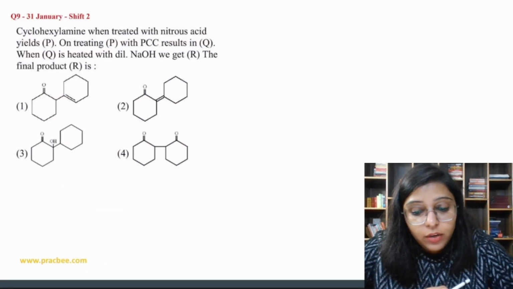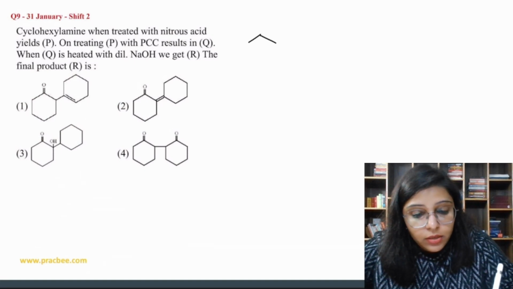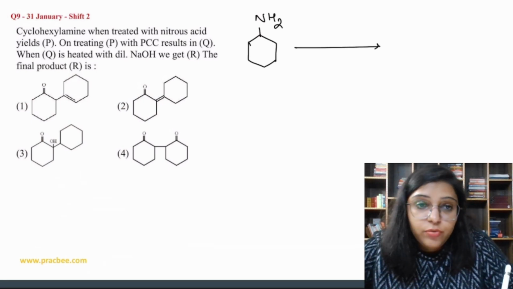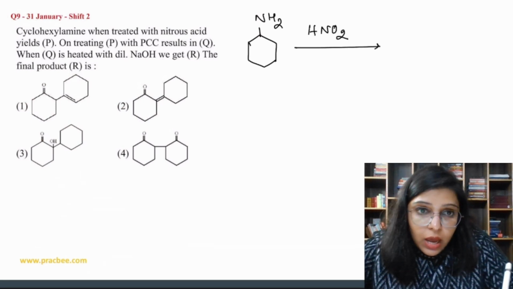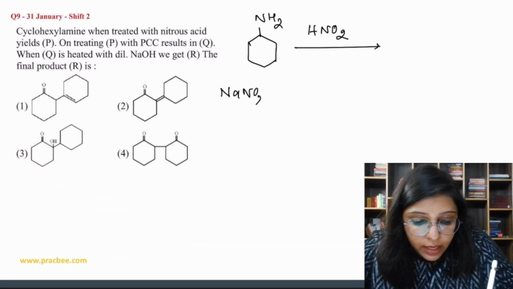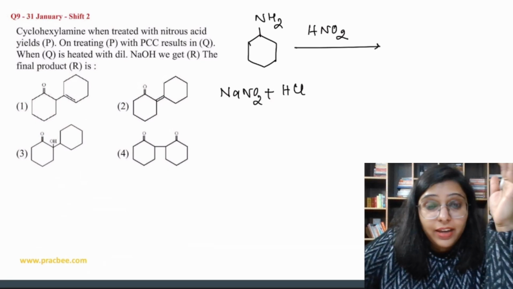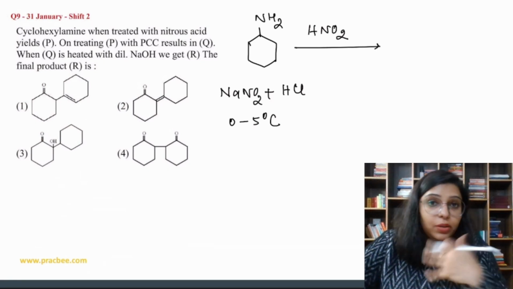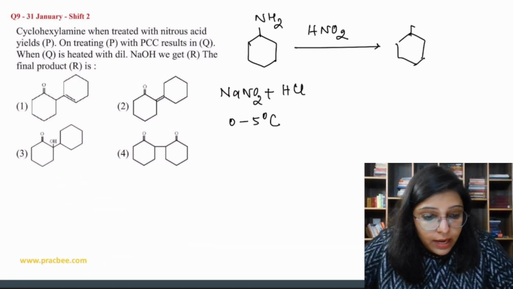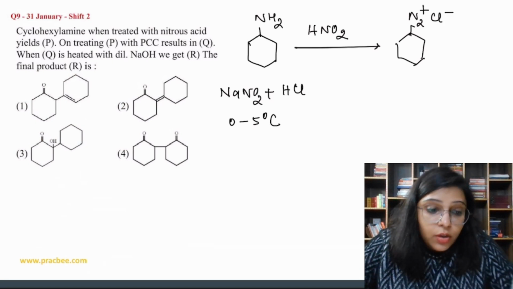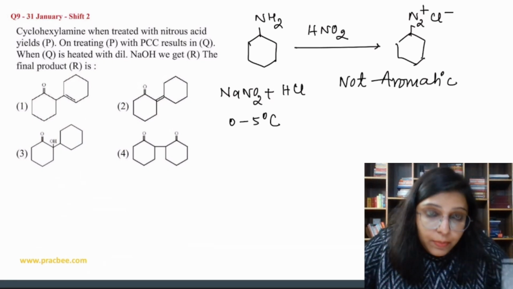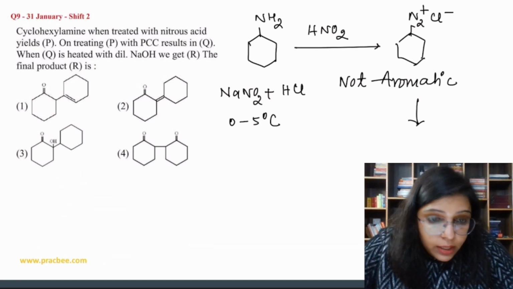Okay. Now let's do next question. We have cyclohexylamine when treated with nitrous acid. Cyclohexylamine treated with nitrous acid. It means HNO2. Now HNO2 is formed by the reaction of NaNO2 plus HCl, because we have amine now. So just think of it like that. NaNO2 plus HCl at 0 to 5 degrees Celsius. So these conditions are not given, but you have to assume this, right? So we get N2 plus Cl minus. So this is not aromatic, right? This is not aromatic.